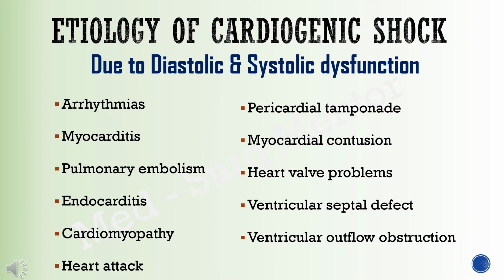Let's move on to the etiology of cardiogenic shock. Mainly, cardiogenic shock occurs due to two reasons. They are systolic dysfunction or contraction issues, and diastolic dysfunction or filling issues. Systolic dysfunction means the heart cannot pump blood out of the heart, whereas diastolic dysfunction occurs when the heart chambers do not fill properly, resulting in poor organ perfusion.